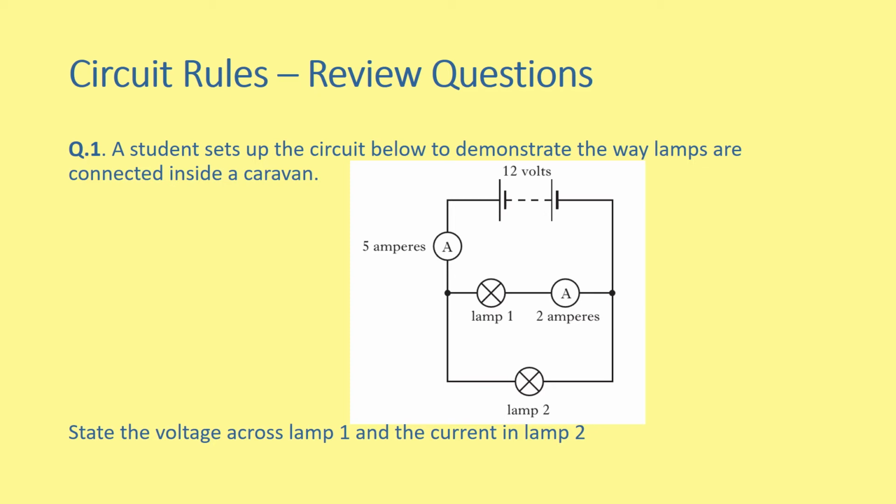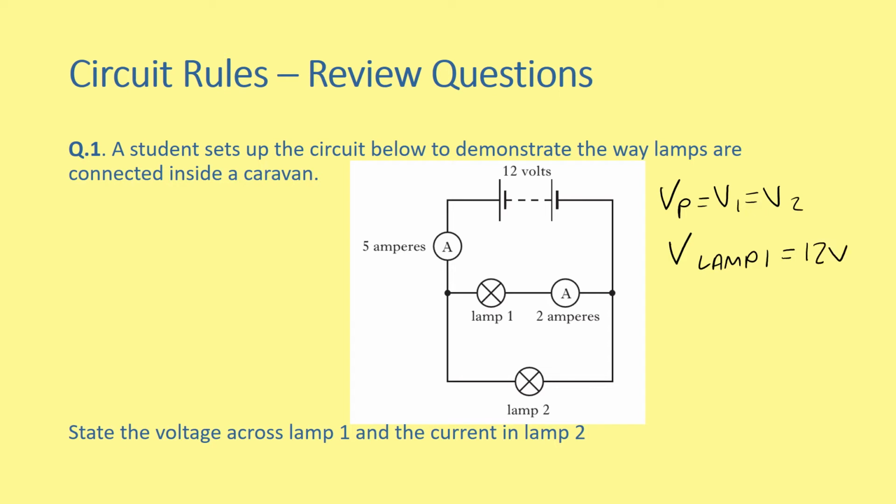Well, we can see that this is a parallel circuit, and the rule for a parallel circuit is voltage in the parallel circuit is equal to V1 is equal to V2. Therefore, we can say that the voltage across lamp 1 and the voltage across lamp 2 are going to be the same. So voltage, lamp 1, is going to be the same as the supply, and that's 12 volts.